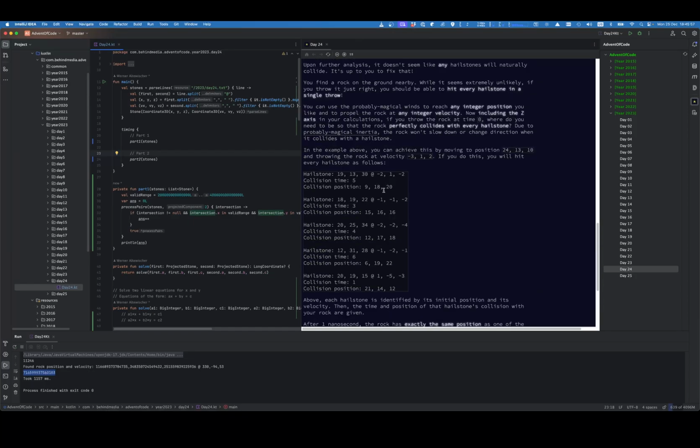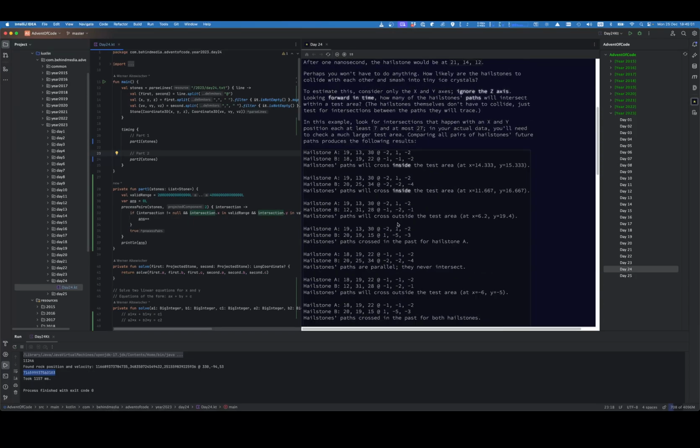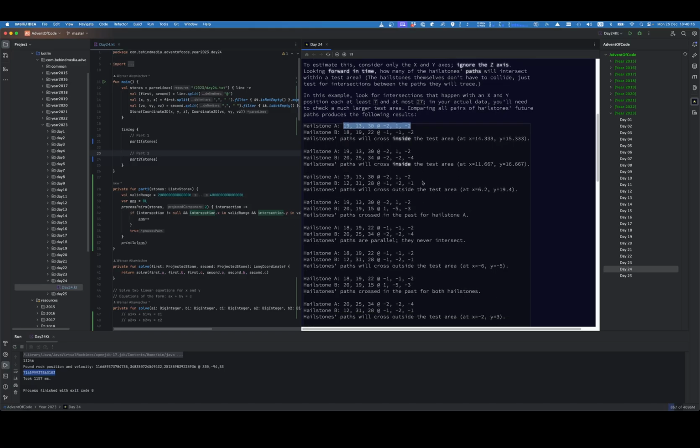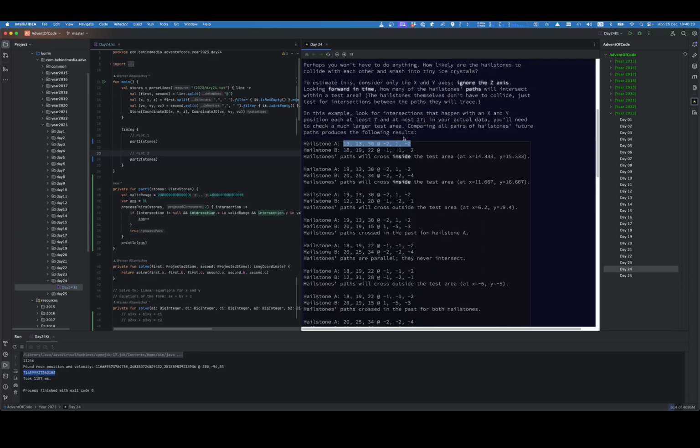through the problem first. So this puzzle is about hailstones. Their initial positions and speeds are given, and they basically travel along linear paths. Some of those paths will intersect, not necessarily at the same time. That's for part one. And we need to find all such intersections that happen in future time and within a certain bounding box.